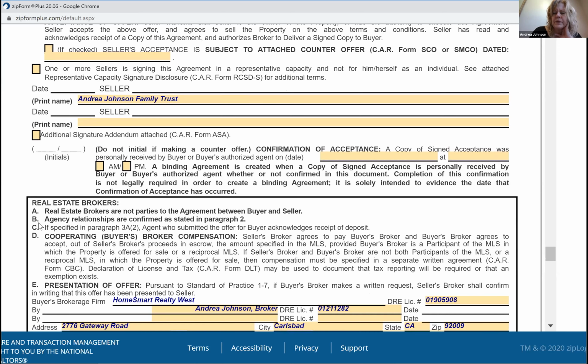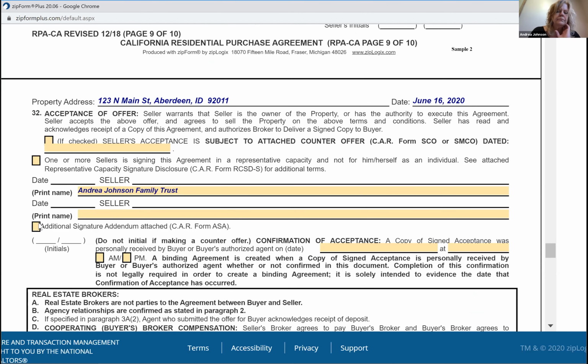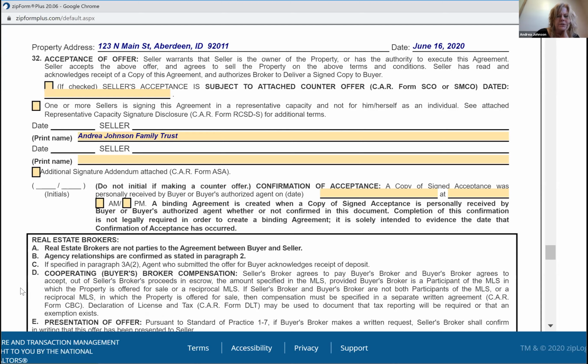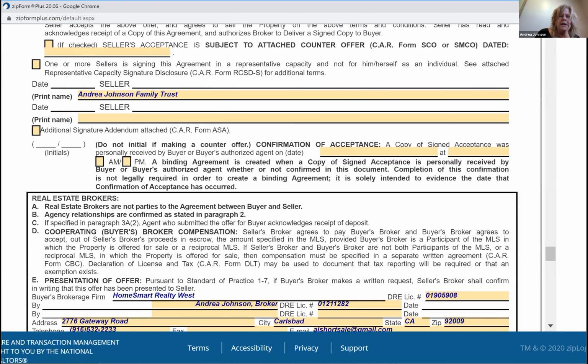Now, confirmation of acceptance. Let's say the seller accepts the offer as written. This now is going to go back to the buyer. It's all accepted. And then what happens is we need either the buyer or buyer's agent to initial here, confirming that they have been made aware that acceptance has occurred and we have formed a contract. So essentially, this is evidence of that personal receipt.